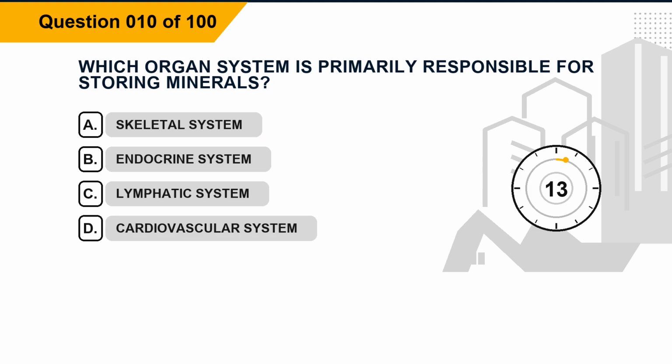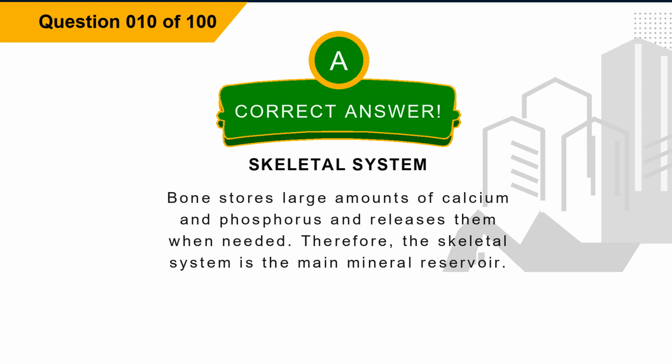Question 10. Which organ system is primarily responsible for storing minerals? Option A, skeletal system. Option B, endocrine system. Option C, lymphatic system. Option D, cardiovascular system. The correct answer is option A, skeletal system.